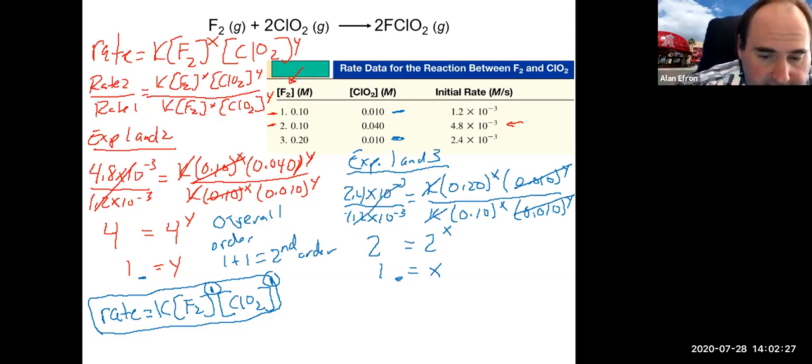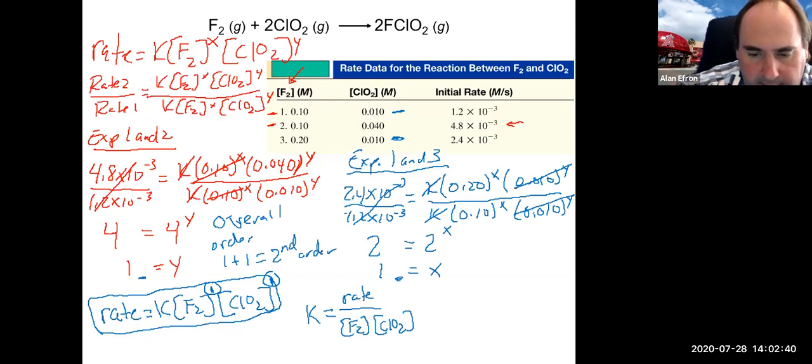So in this particular case, if we rearrange this rate law, K would equal the rate divided by the concentration of F2 divided by the concentration of ClO2. Now you may ask, where do I get these numbers from? And where you would get these numbers from is this table right here. So once you've completed the rate law with the orders, you then could go back to this table and solve for the value of the rate constant.